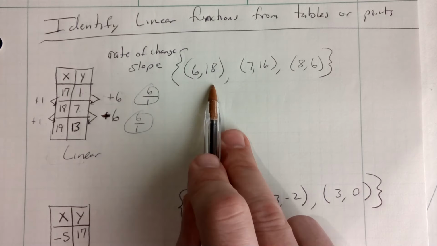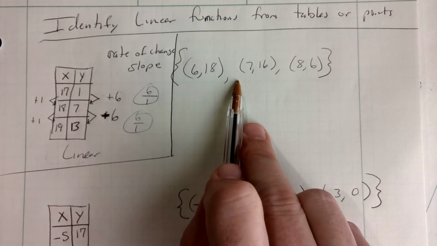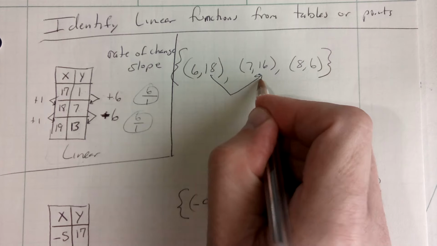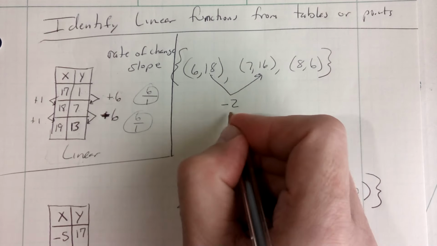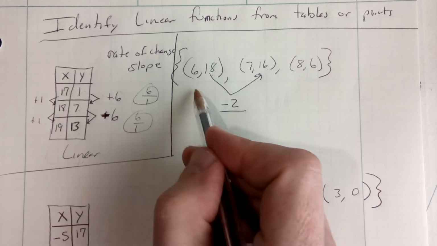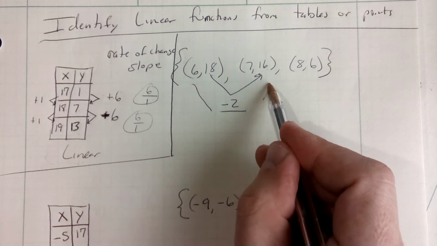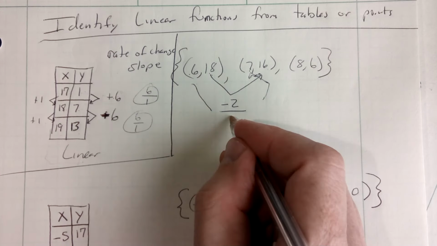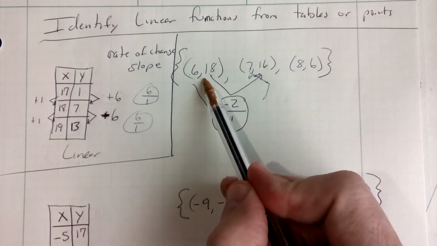If they give me a set of points, then what I do is go, okay, what's the change going from this y to that y? Well, to go from 18 to 16, it's down 2. And I'm going to put that over the change going from this x to that x. Make sure you go to the x, 6 to 7. Well, that's a change of 1. So that's a negative 2 over 1 going from this point to this point.